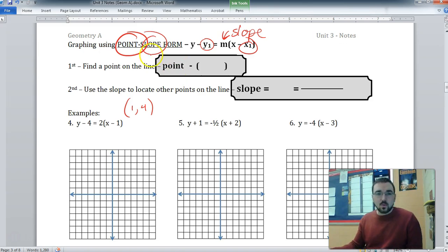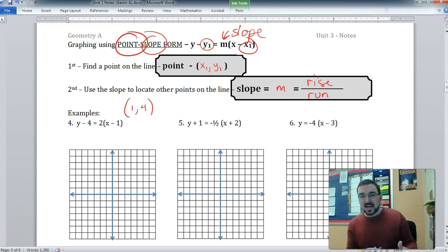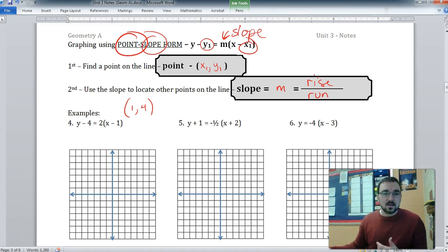Okay, so find the point first. We're going to find x1 comma y1, and then we're going to use the slope, which is, again, our m, or our rise over run. Just like two sections ago when we talked about how to find slope from an equation, we're going to have to use that here. But again, it's just beside the parentheses, so it's not too challenging. So we're going to identify the slope. We found the point, we're going to use it.